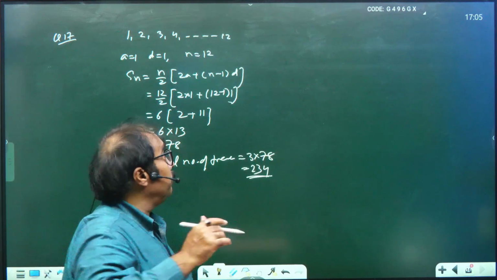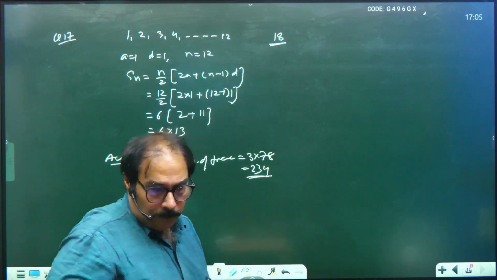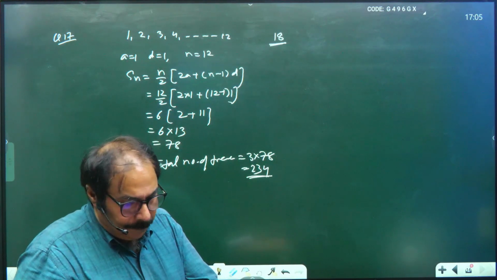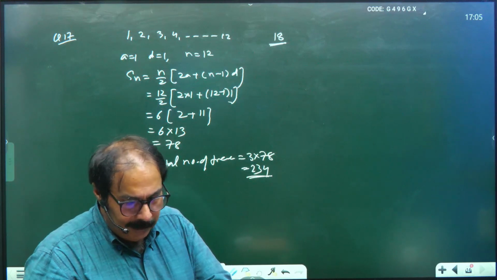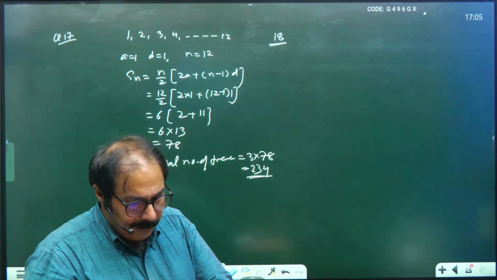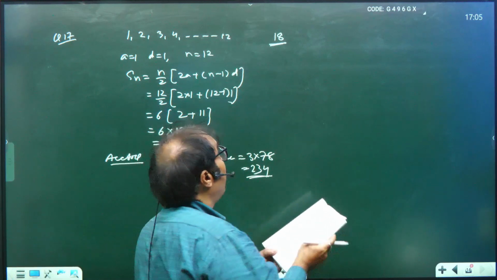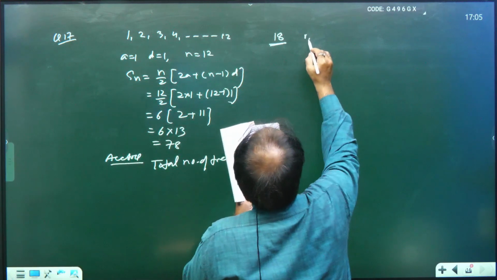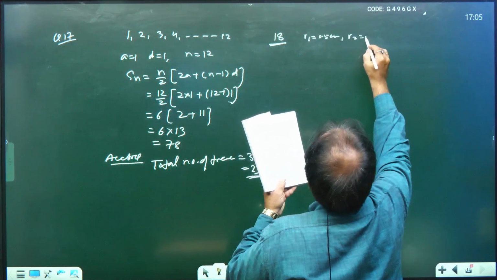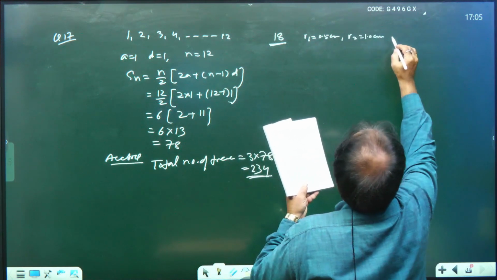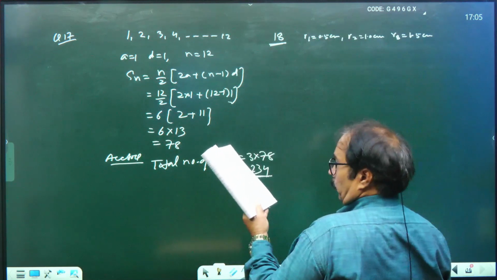Now this is question number 18, a very technical question. Put your full attention. A spiral is made up of successive semicircles with centers alternately A and B, starting with center A, of radii 0.5 centimeter. So here R1 is equal to 0.5 centimeter, R2 is equal to 1.0 centimeter, and R3 is equal to 1.5 centimeter, and so on.